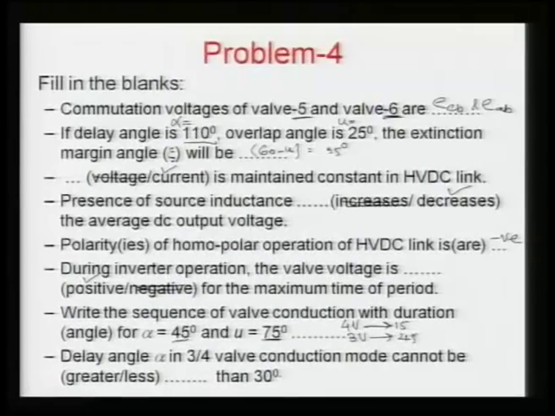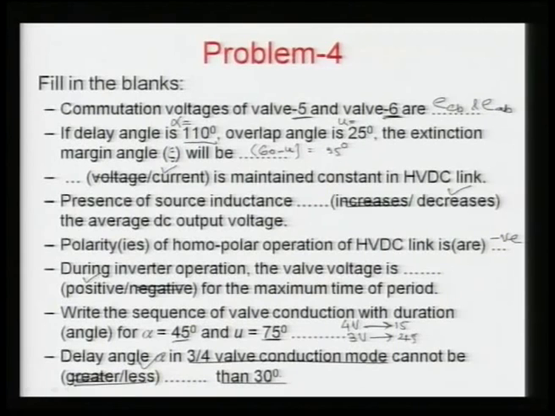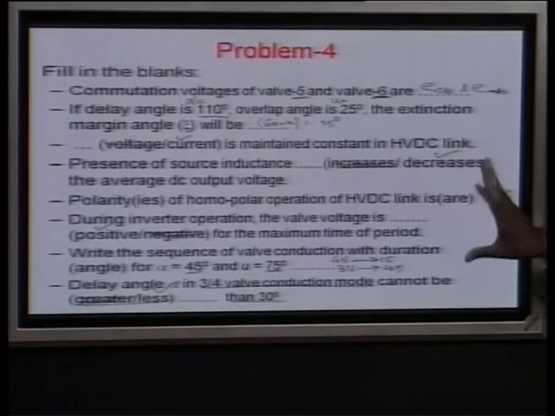Now, the delay angle alpha in 3-4 valve conduction mode cannot be less than 30 degree. I just explained the reason: the voltage across the outgoing valve will be positive only after 30 degree delay, so it cannot be less than 30 degree. Sometimes there are very short questions based on the fundamentals of this course, and basically all of these are related mostly to the converter and some link operation.